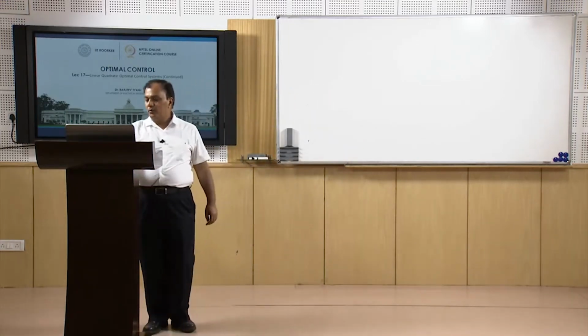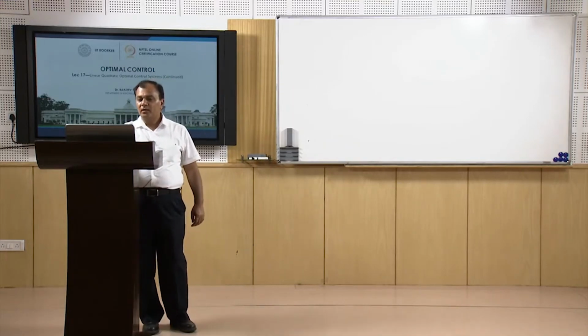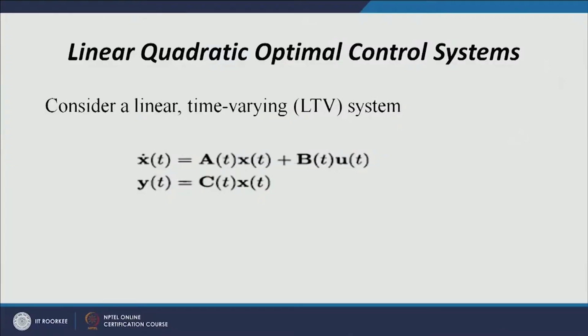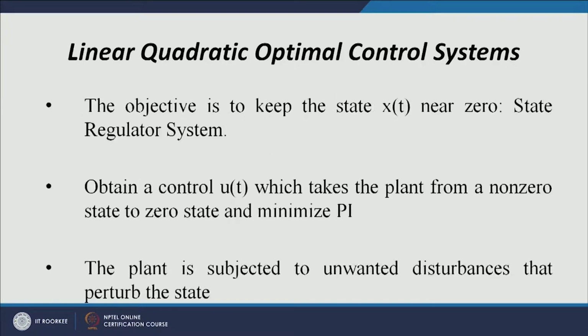Just to review what we have done, we have considered a linear system as x dot t equal to A t x t plus B t u t, y t equal to C t x t. A, B, C are functions of time. This means we are considering the time varying system. For a linear time varying system, our objective is to obtain a control which will take the plant from a non-zero state to the 0 state and minimize the Pi.